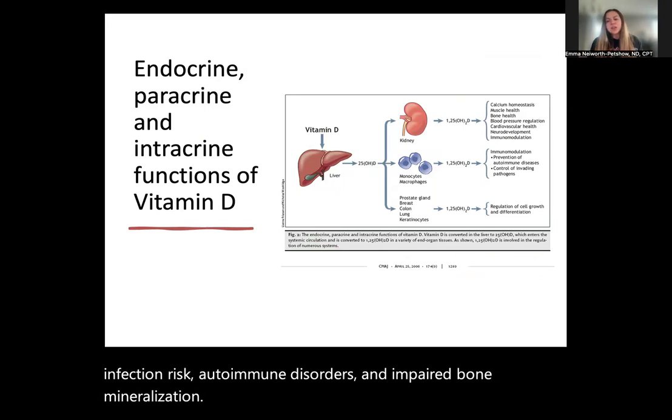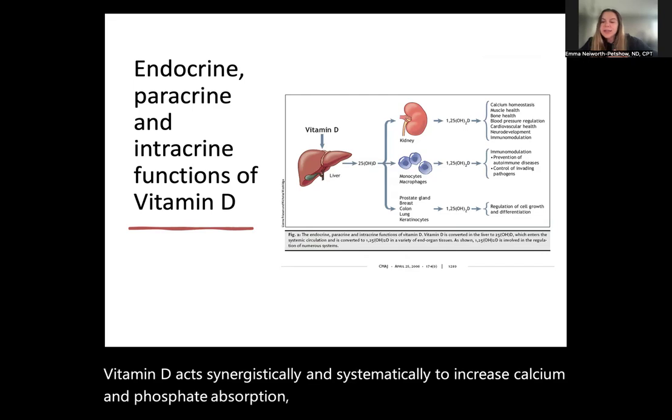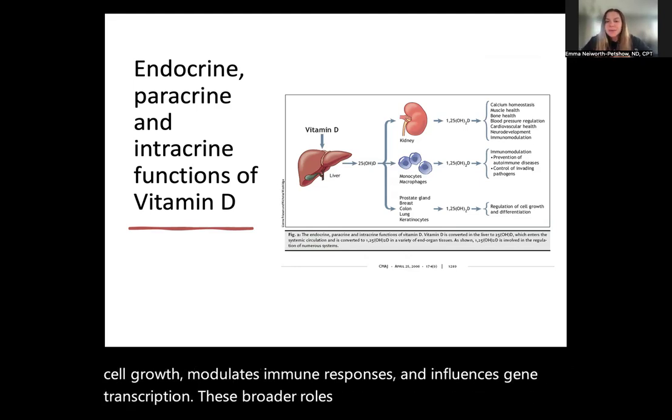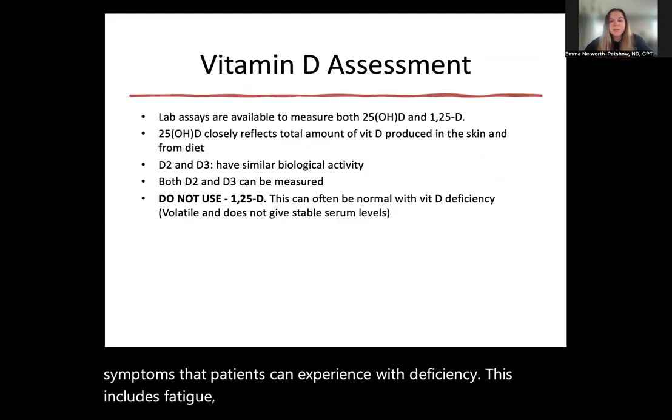Vitamin D acts systemically to increase calcium and phosphate absorption, but locally within tissues, it regulates cell growth, modulates immune responses, and influences gene transcription. These broader roles help explain the widespread symptoms that patients can experience with deficiency. This includes fatigue, bone pain, and even mood changes.